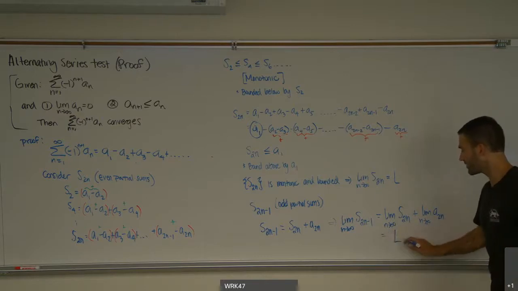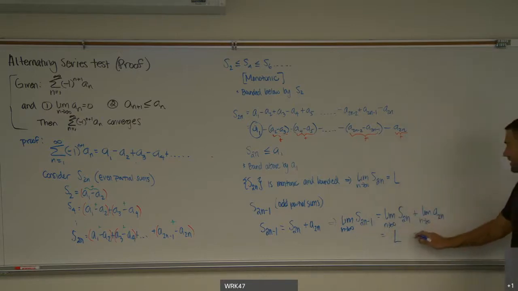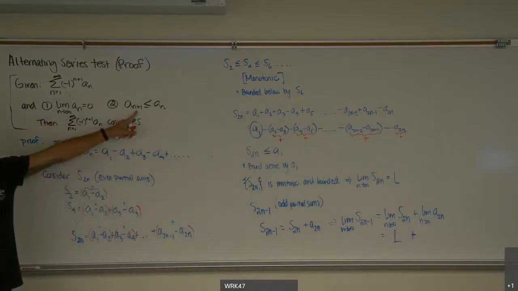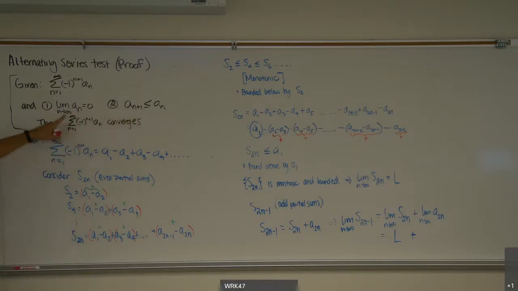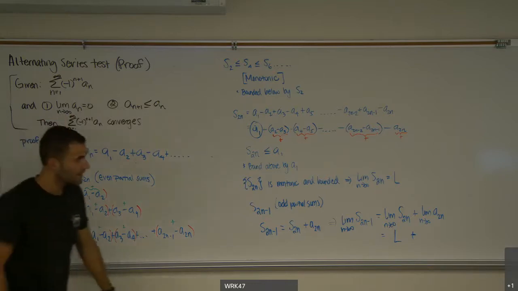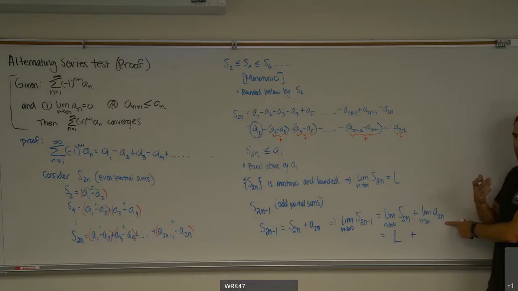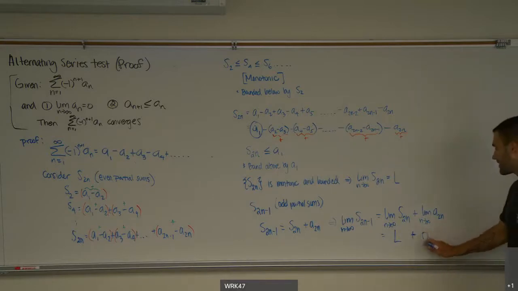Well, we know the even partial sums go to L, that's what we proved, right? It goes to that L, plus, and this is where the other condition comes in, because all we've used so far is the fact that it's monotonic to show that the even partial sums converge. To get the odd partial sums to converge to the same thing, that's where it's important that the sequence goes to 0. And so if I let n go off to infinity, if the sequence goes to 0, then the even terms are still going to go to 0. And therefore the odd partial sums still go to the same limit L.